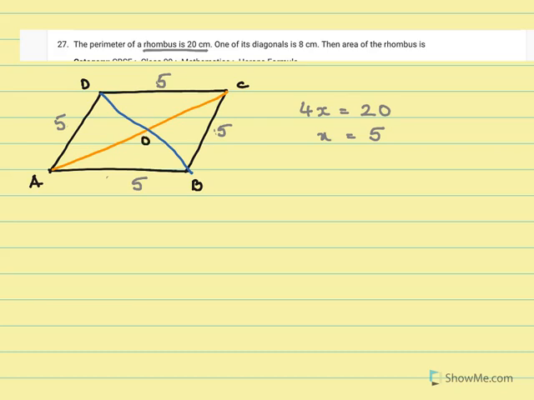Now the first diagonal AC was 8. That means this is 4 and this is 4. AO will be equal to OC equal to 4. That is a property of the rhombus. The other diagonal we do not know, so I will put this as X. Now here is a 90 degrees. There's a property again. This is 90. So in this triangle, I can use Pythagoras theorem.